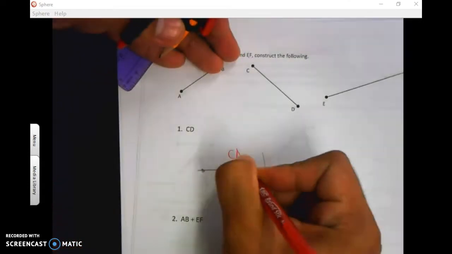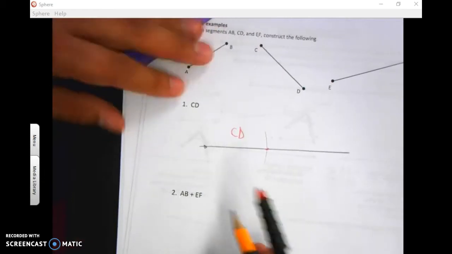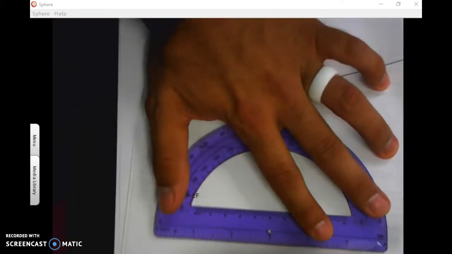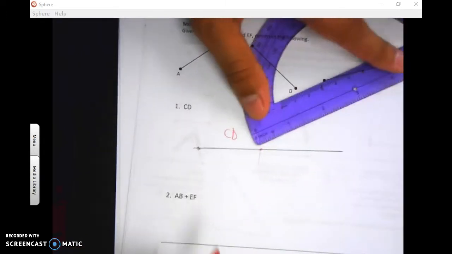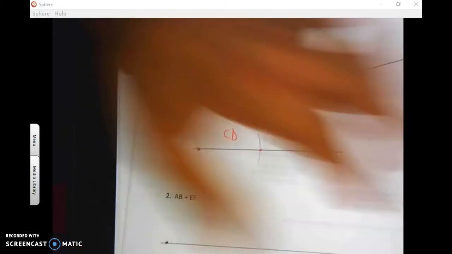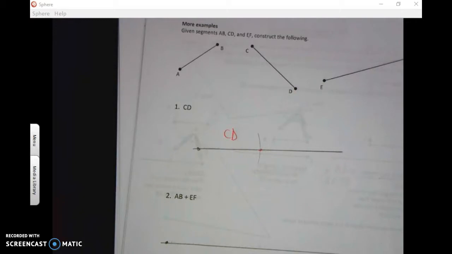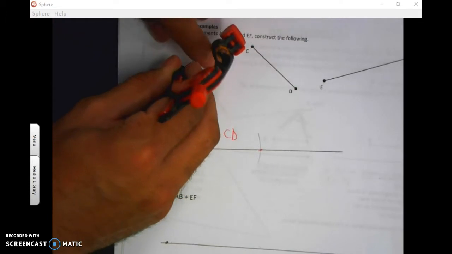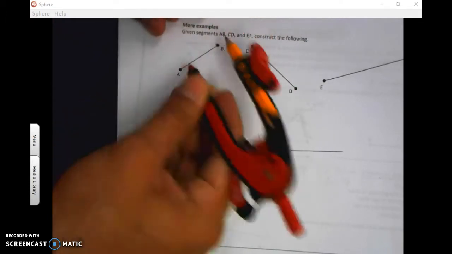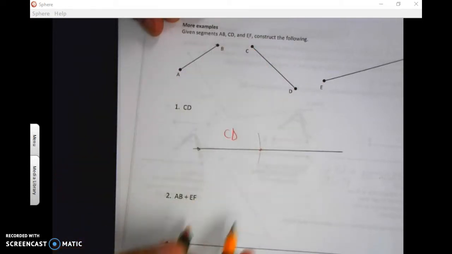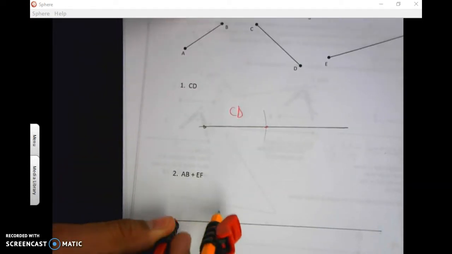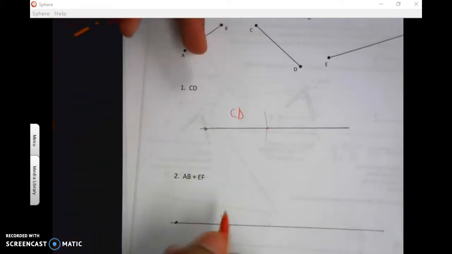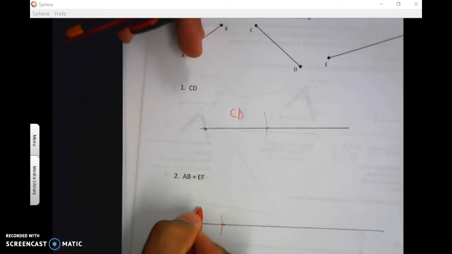That would be CD. Now, what do you think we do for AB plus EF? What do y'all think we do for AB plus EF? You put one, and you put the next one right next to it. Literally, they'll be touching and sharing a point. Okay? So first, let's do AB from here to here. So I'm measuring AB, bring it down here, make my mark. So using that point, that's AB.